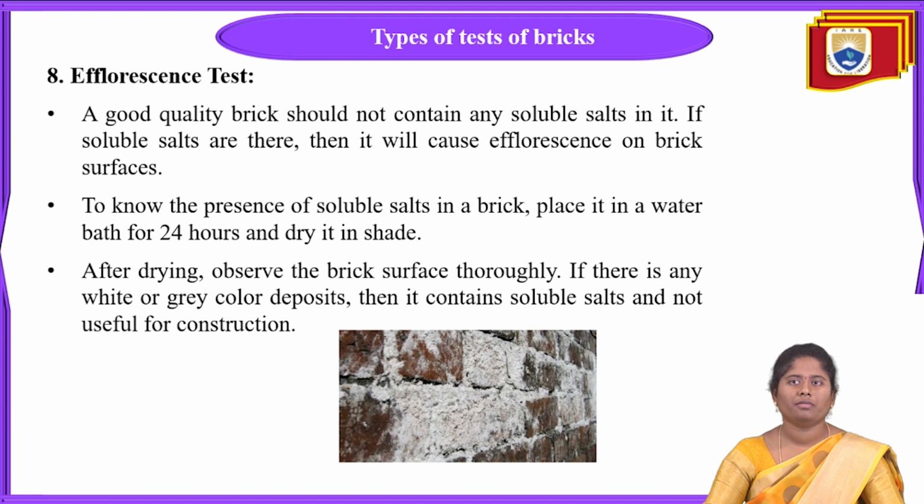Next one, this is the last one, the efflorescence test. In this efflorescence test, a good quality brick should not possess any soluble salts. Soluble salts means what? Potassium, magnesium, calcium, sodium. These are all soluble salts. If these soluble salts are present in the bricks, then they will cause efflorescence on the brick surface. Here you can see this powder type deposit, it is nothing but the soluble salts, the salt content present on the brick surface.